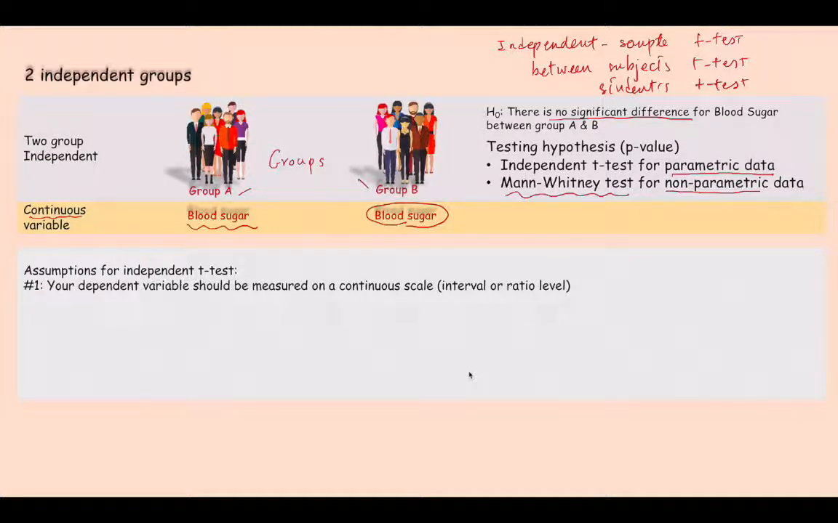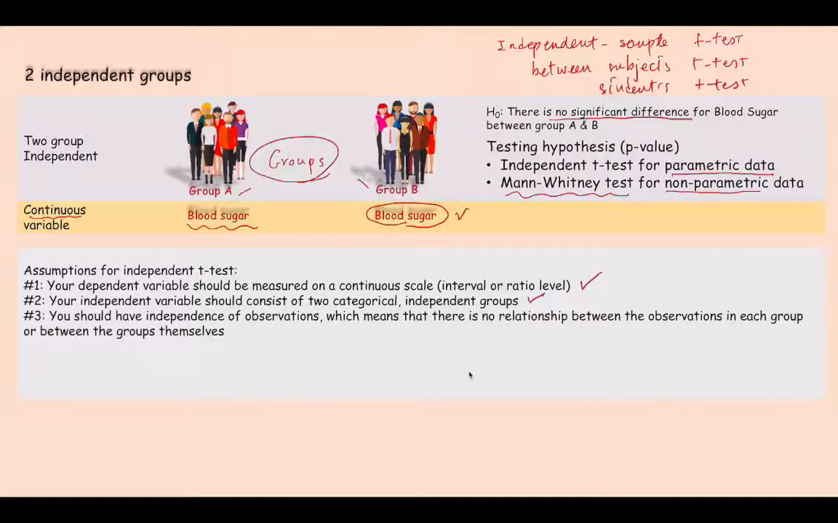The first one is your dependent variable should be measured on a continuous scale. Check, we have this one as the blood sugar here, for example, measured in a continuous method. Your independent variable should consist of two categorical independent groups. Check, it's the independent, and you have two categories here.